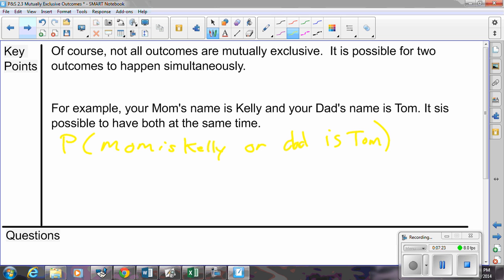Yeah. That's not my parents. So mine, if we picked my parents, that would be a failure. But it is possible somebody out there could have parents named Tom and Kelly. So, yes, this would fail to be mutually exclusive. This is not mutually exclusive.